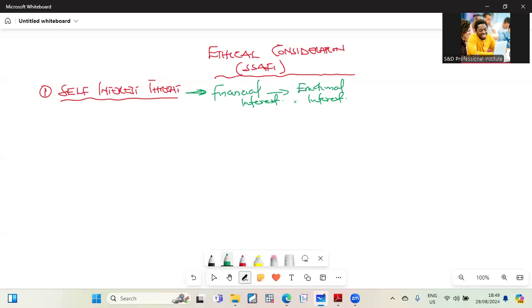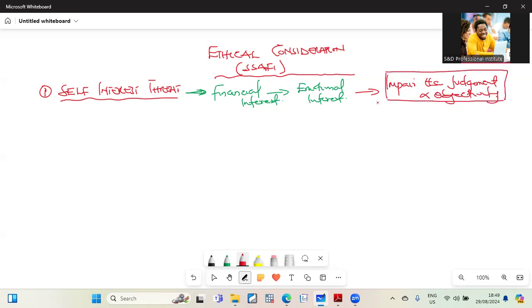Now, the thing is that it is a threat because it may impair independence and objectivity. This statement that I just made should always be part of your answer. When you spot the threat, you make that argument that it will impair. If these things happen, it will impair judgment and objectivity. This statement must always reflect in your answer. That is why it is a threat. You may not use the word impair. You can say that it will affect or influence, or words like that. But at the end of the day, that line must come in your answer.